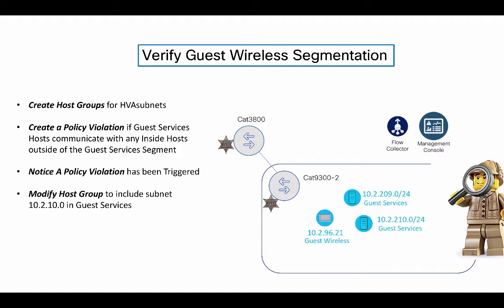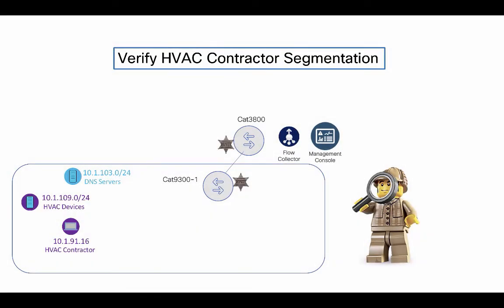So that's segmentation for guest wireless. What we actually discovered in our guest wireless segmentation is that our design and deploy of the guest wireless segmentation in our network was actually accurate. The policy violation was because we had not done the proper due diligence of taking the new subnet for guest services and putting it into the host group for Stealthwatch. Let's look at another example of segmentation.